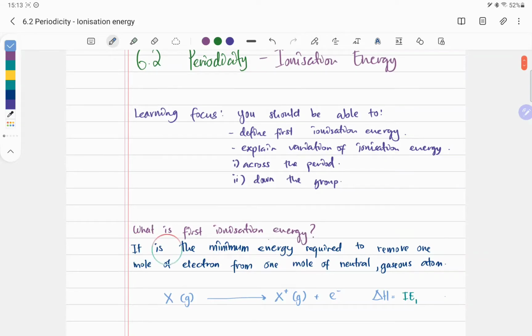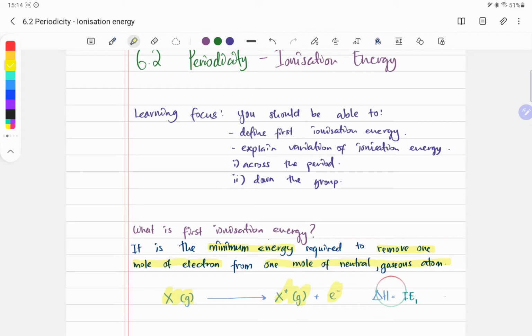By definition, it is the minimum energy required to remove 1 mole of electrons from 1 mole of neutral gaseous atoms. Okay, these are the keywords: minimum energy to remove 1 mole of electrons from 1 mole of neutral gaseous atoms. As you can see here, this is 1 mole of neutral gaseous atoms to produce 1 mole of ions and release 1 mole of electrons. And this is what is known as first ionization energy.